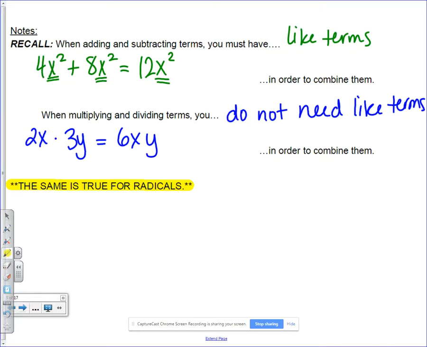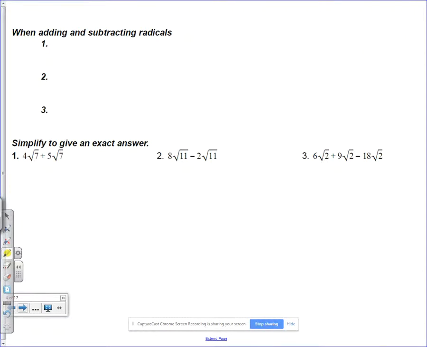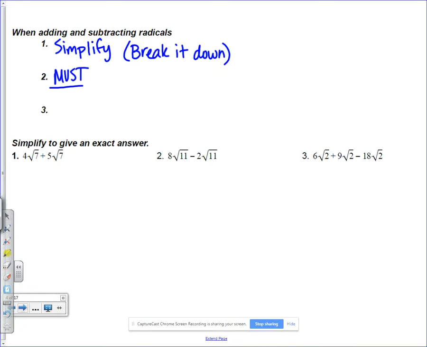So, when we are trying to add and subtract radicals, you must first try to simplify. Can you break it down? Remember when we do that, we're looking for pairs, right? Okay. You must have like radicals to combine. Meaning, you can only add radical 3's with other radical 3's. You can only subtract radical 5's with other radical 5's. If they're not the same, you cannot put them together. You just leave them separate.